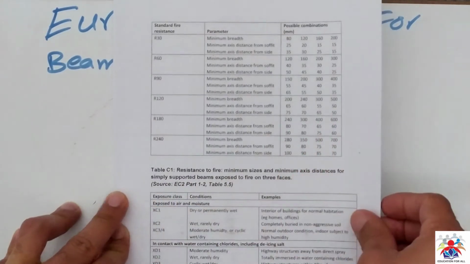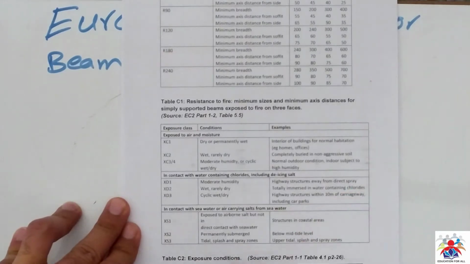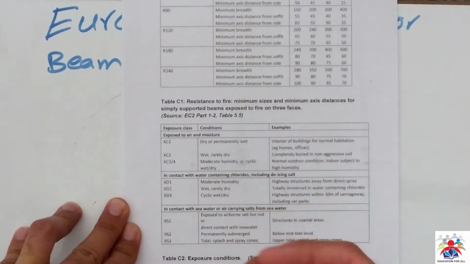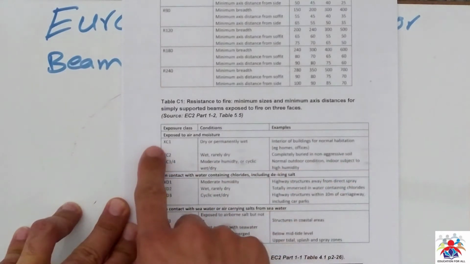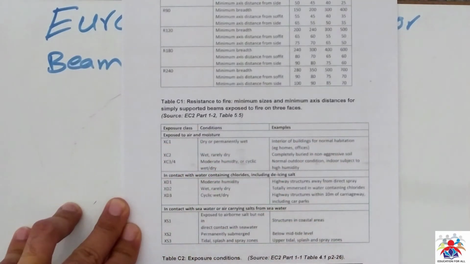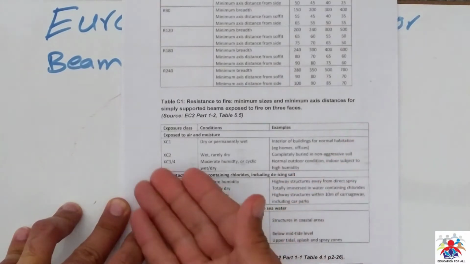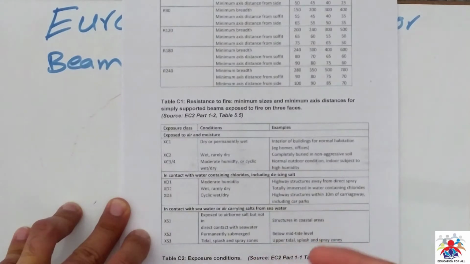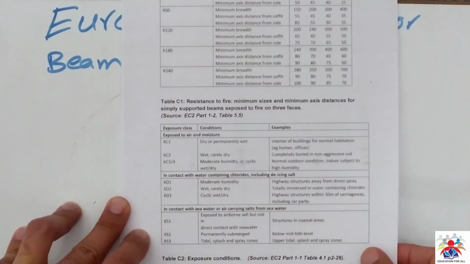Now the second one. This is the exposure condition, in which condition your beam is. For example, it's a dry condition, wet condition, or maybe in water, moderate humidity, wet, dry. For that you have to use the XC class. This is exposure to air and moisture content. So you will have to use these tables. I am going to make further videos where I use all these tables one by one.